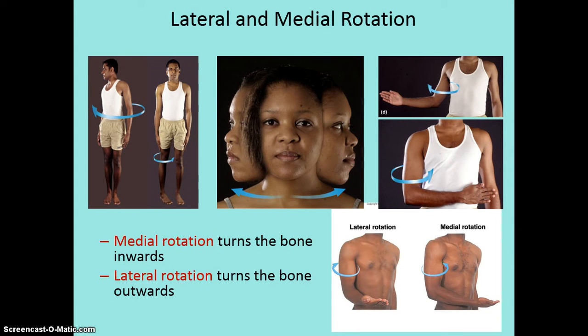Rotation, remember, is spinning on an axis. It can be medial or lateral. So for example, look at the woman in the center of the image. She is moving her face away. That would be lateral rotation, and then moving her face back to center would be medial rotation. In the upper right-hand corner, you can see that man is doing lateral rotation of his arm and then medial rotation of the arm. Same thing down at the bottom of the screen, medial and lateral rotation of the arm.